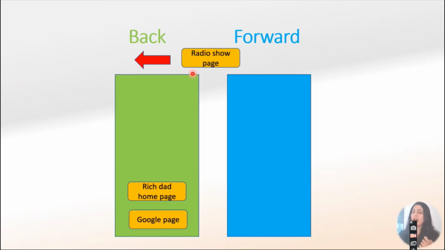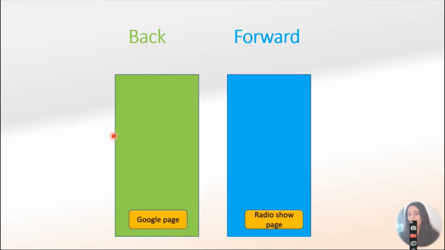So what it does in that case, the radio show page will go to the forward stack, okay, and the Rich Dad home page will be removed from this back stack. Yeah, it is removed from this stack, and then it is showing me this page. Again, if I click on the back button, what should happen? Something should be popped out from the back stack. So this green color stack is the back stack, and this Google page should come out.